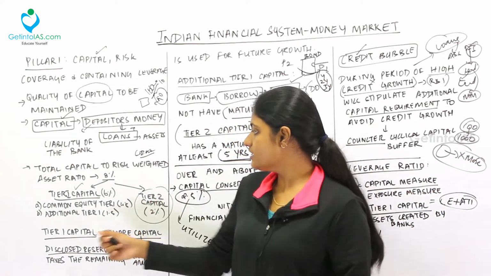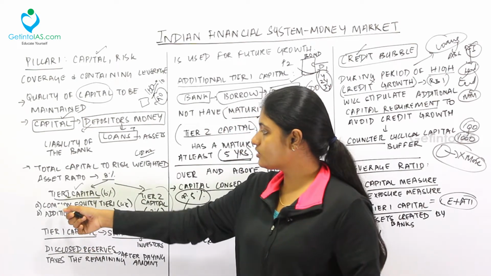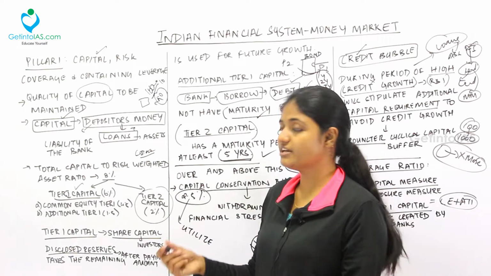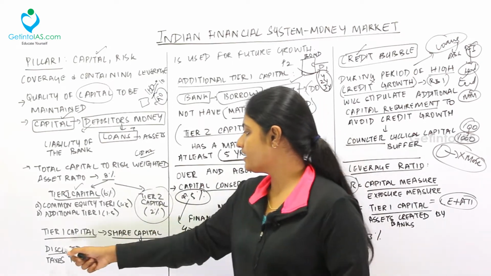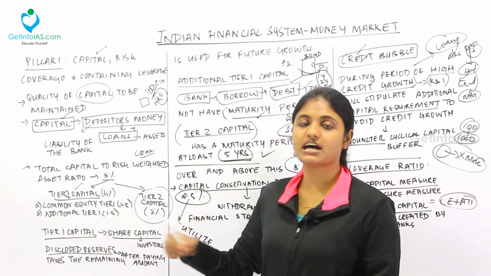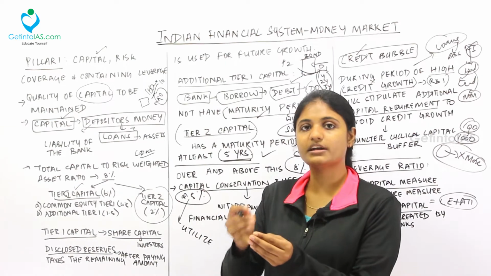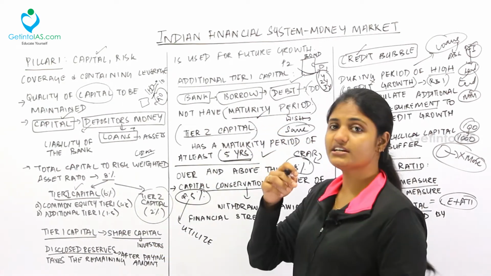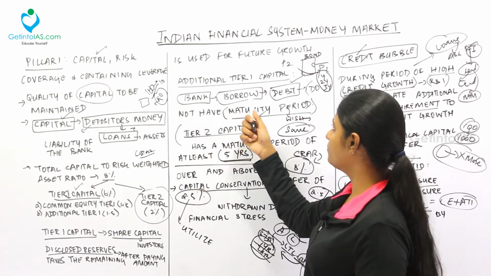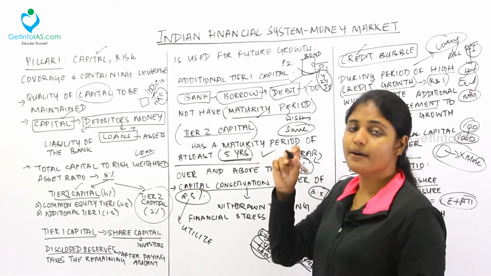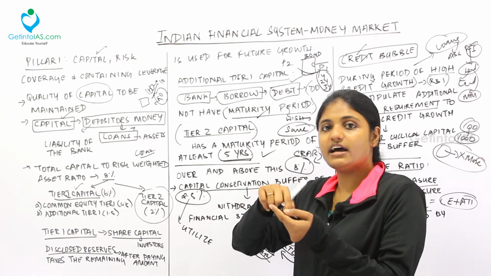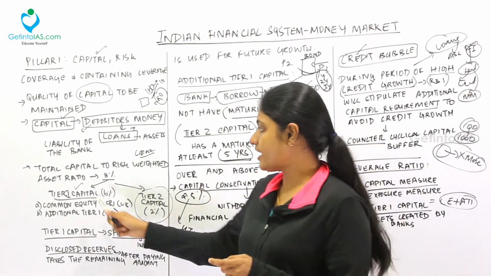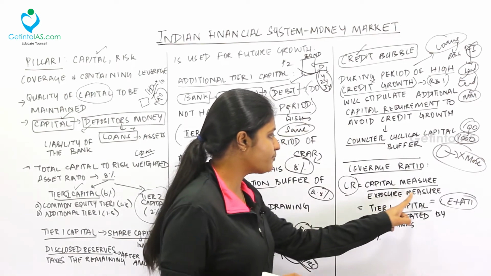So I'll recall it. Under tier 1 capital, under the common equity, you have share capital, that is the investors who have invested in the bank, and the next one is the disclosed reserve, that is, after paying the tax, there will be a certain amount of money that will be used for future growth. In additional tier 1 capital, you have the bank borrowing, that is a debt for the bank, but the bank can pay the money at any time because it doesn't have a maturity period. So this is the tier 1 capital divided by exposure measure.